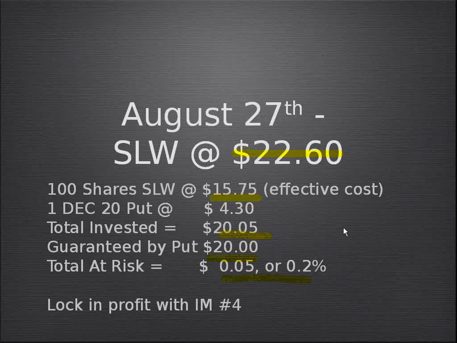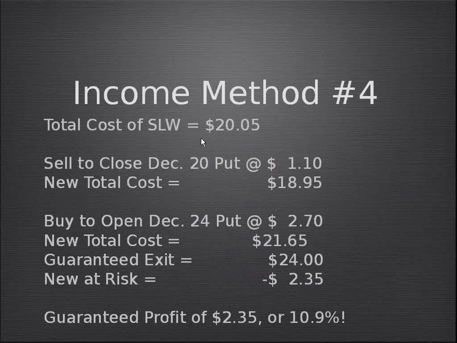This is the only income method that's really done at a debit. Income method number 5 can be done at a debit, but it's not advised. But this is done at a debit. And why would I do an income method that's a debit? Well, it's to get a higher payout.